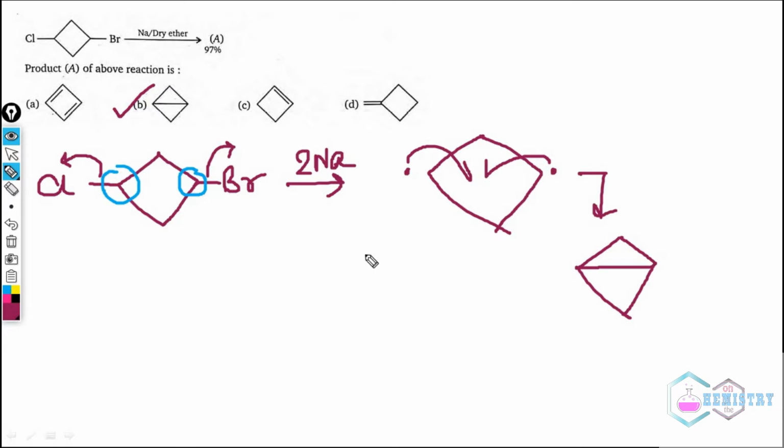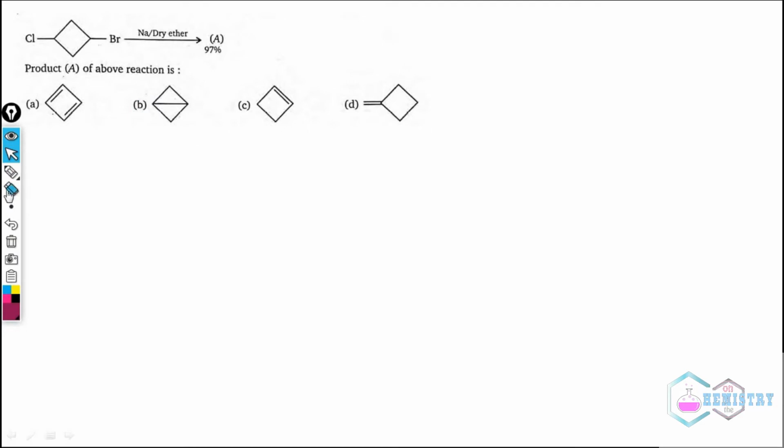So this is how Wurtz reaction or intramolecular Wurtz reaction occurs in this case of compounds. Though it will not be stable much because there will be a tremendous angle strain in the compound, but still it will be a major compound. Now let's see our next problem.